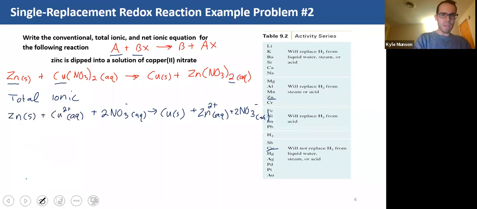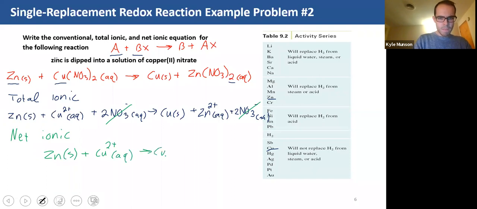We broke apart everything that's aqueous, and then net ionic. The nitrate ions are the same on either side. Get rid of them. We're left with zinc solid plus copper 2+ ion, giving copper solid plus zinc 2+ aqueous. Okay, so there you go.